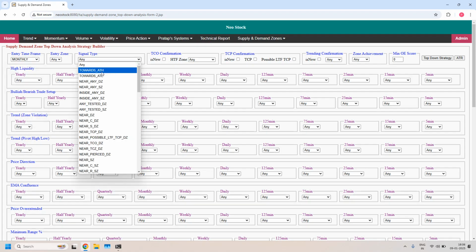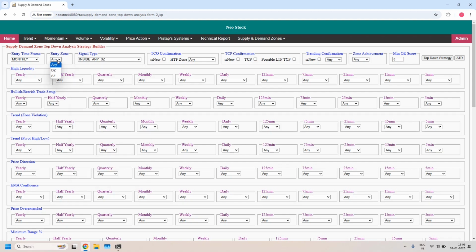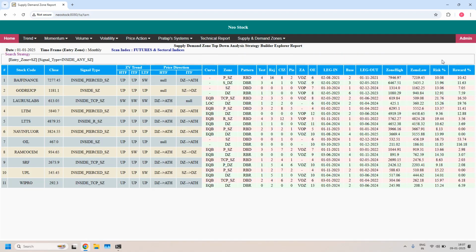Price closed inside the monthly supply zone, and these monthly supply zones can be pierced or not pierced. Because you already learned the pierced strategy, no need to filter the pierced zone on monthly, weekly and daily time frames. So 11 stocks are filtered. Currently price closed in these 11 monthly supply zones. Some are pierced supply zones.